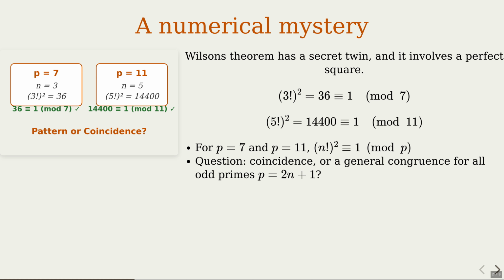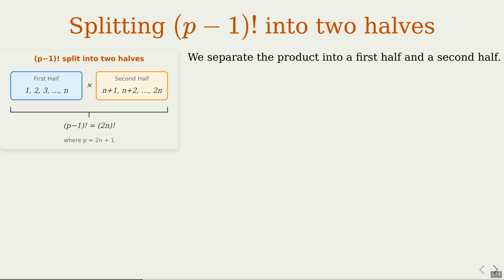Now we use the fact that p is odd to cut the Wilson factorial exactly in half. Because p equals 2n plus 1, p minus 1 equals 2n, and we can write the big product as numbers up to n times numbers from n plus 1 up to 2n. We start by encoding that p is odd using p equals 2n plus 1.